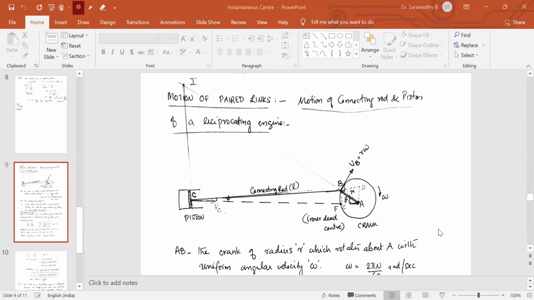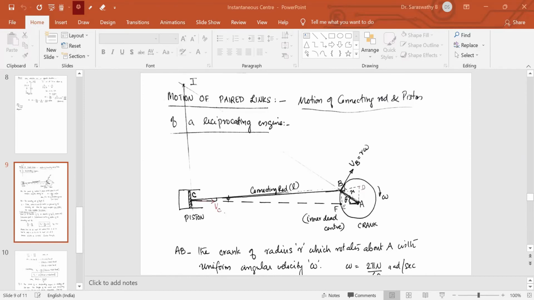In the previous classes, we have discussed what is instantaneous center. Combined motion of rotation and translation, or general plane motion, can be represented as motion of pure rotation about some imaginary center. And that center of rotation, which changes from one instant to another instant, is called the instantaneous center. So, we have discussed in the examples.